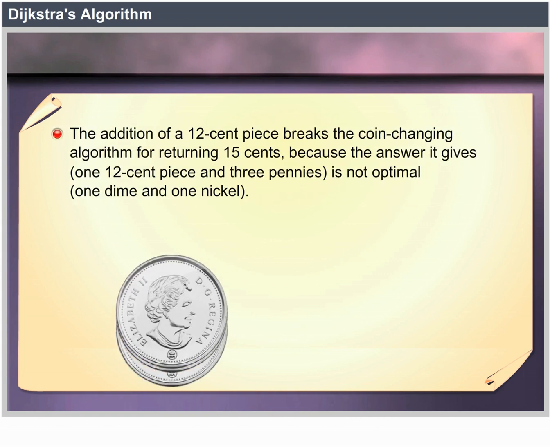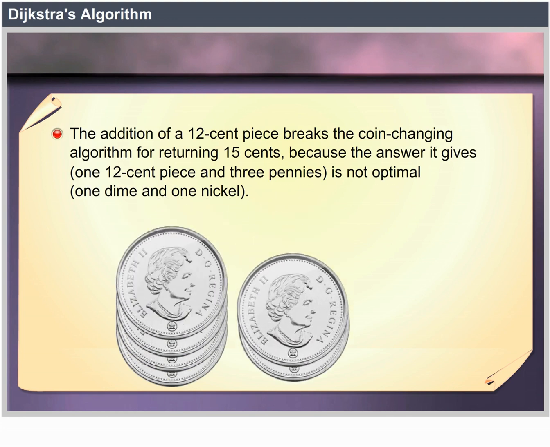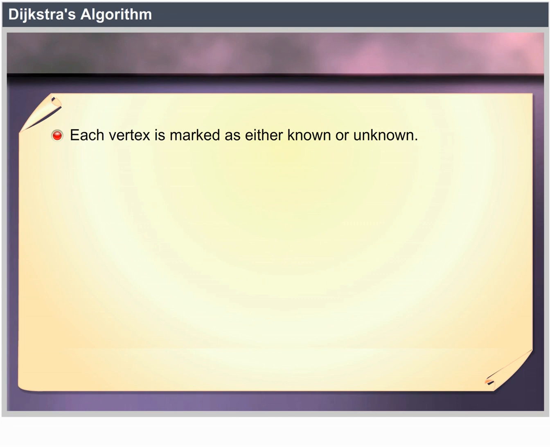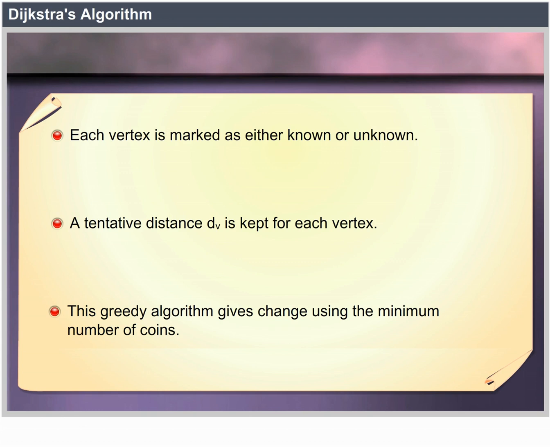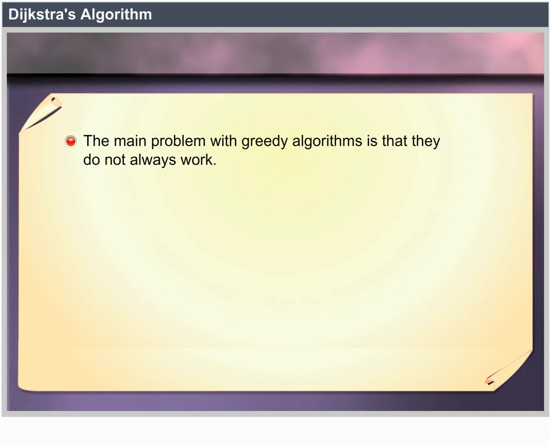The addition of a 12-cent piece breaks the coin changing algorithm for returning 15 cents because the answer it gives, 1 12-cent piece and 3 pennies, is not optimal: 1 dime and 1 nickel. Each vertex is marked as either known or unknown. A tentative distance dv is kept for each vertex. This distance turns out to be the shortest path length from s to v using only known vertices as intermediates. As before, we record pv, which is the last vertex to cause a change to dv.